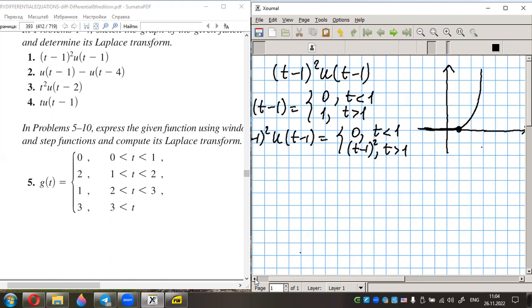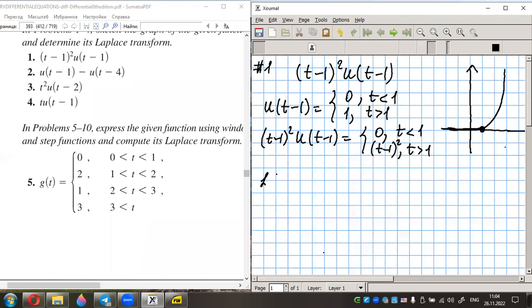Okay, and the Laplace transform of (t minus 1) squared u(t minus 1) at s is e to the minus s times the Laplace of t squared at s, or e to the minus s times 2 over s cubed. Is it clear?